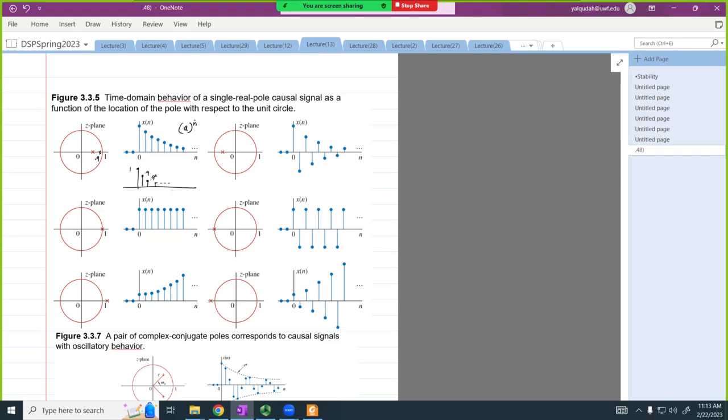Make sense? But if the system is causal and all the poles are within the unit circle, the region of convergence is going to be outside the largest pole. But if it is outside the largest pole and all the poles are within the unit circle, it's going to include the unit circle. Make sense? Okay.